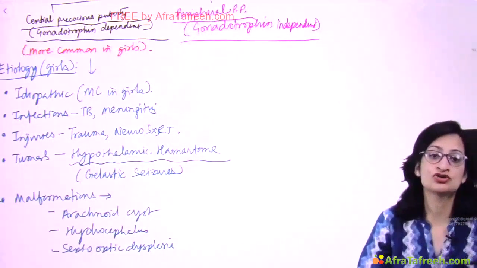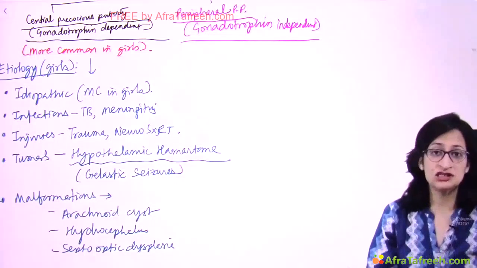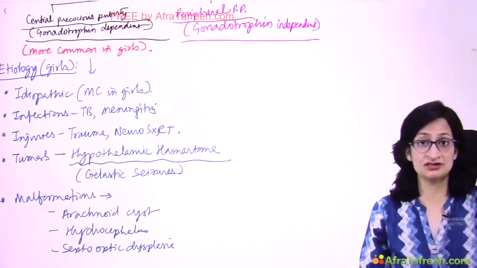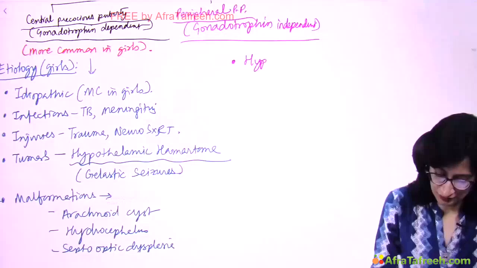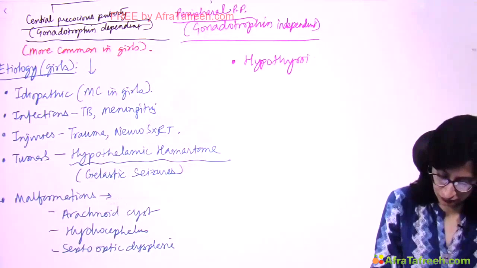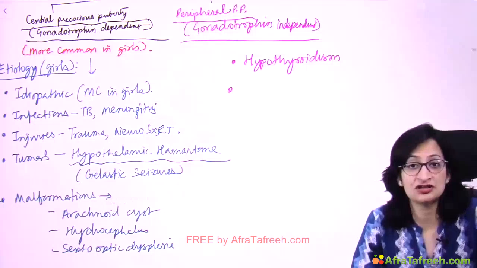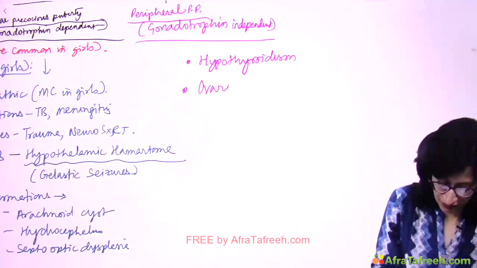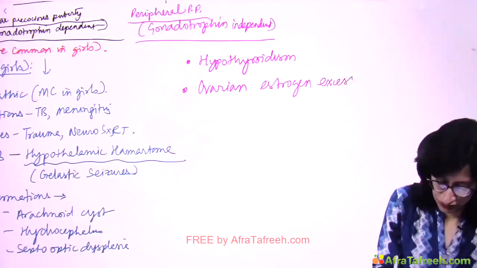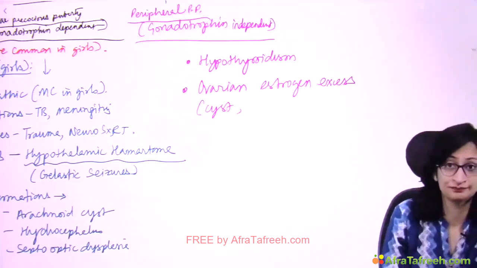Coming to some important causes of peripheral precocious puberty or gonadotrophin independent causes. These include hypothyroidism, and ovarian estrogen excess, which can be seen in an ovarian cyst, an ovarian tumor, or McCune-Albright syndrome.